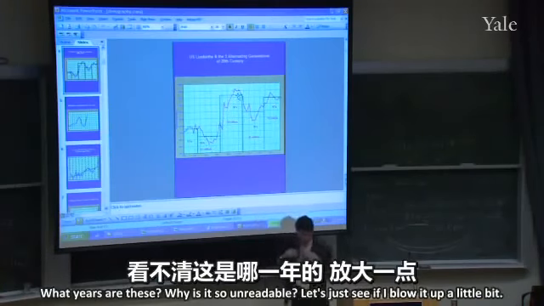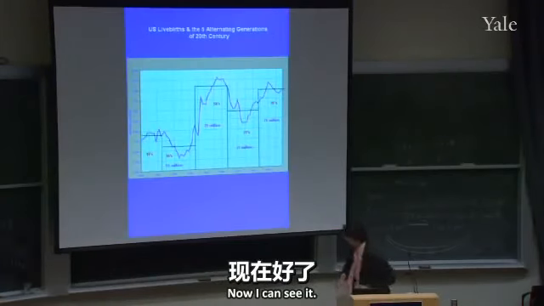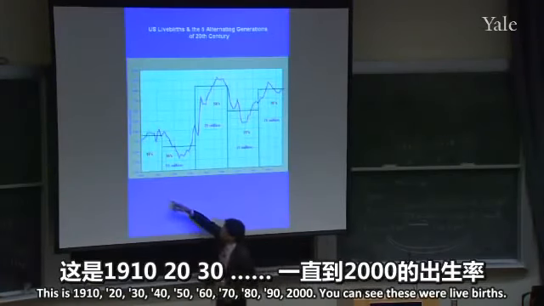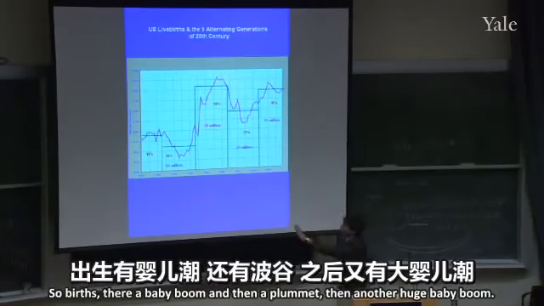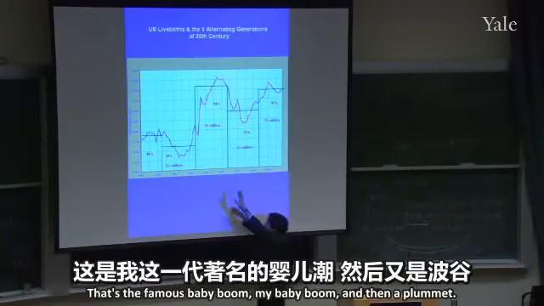What years are these? Why is it so unreadable? Let's just see if I blow it up a little bit. Okay, now I can see it. So this is 1910, 20, 30, 40, 50, 60, 70, 80, 90, 2000. So you can see these are live births. So there was a baby boom and then a plummet. And another huge baby boom, that's the famous baby boom, my baby boom, and then a plummet.